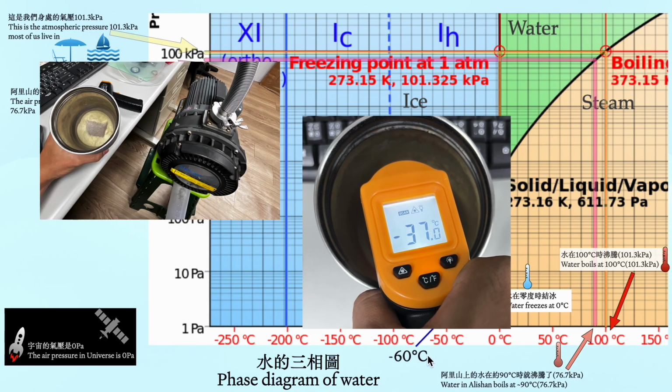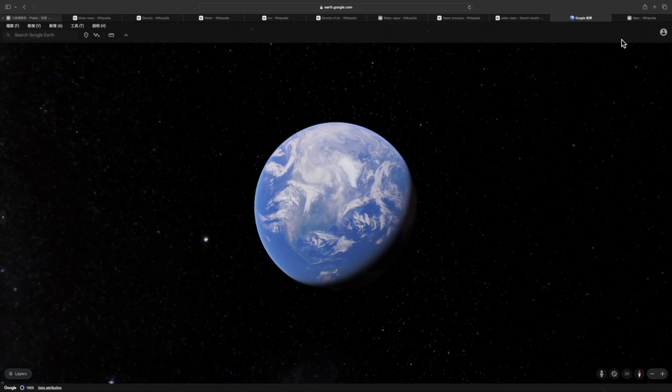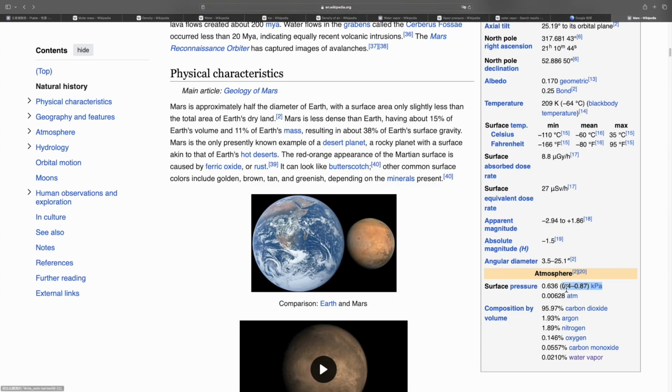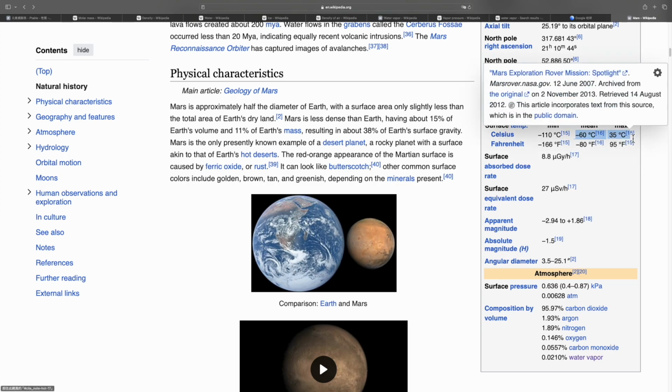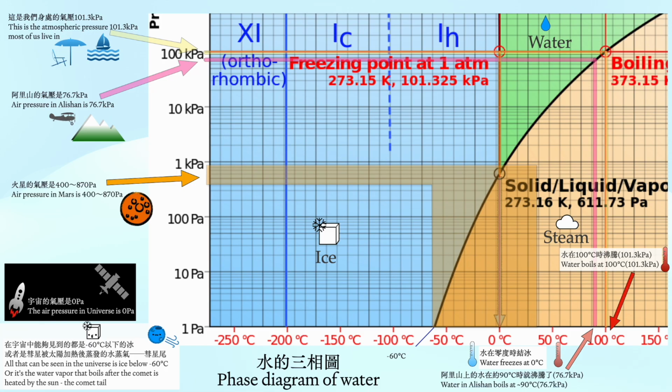In reality, you need more advanced insulation tools to do it. Not an insulated coffee cup can do it. Speaking of the universe, by the way, let's take a look at our neighbor, Mars. Its air pressure is less than 1% of the Earth. The average air pressure is 400 to 870 Pascal. Average surface temperature is minus 63 degrees Celsius, and the highest is only 33 degrees Celsius. May I ask you, is there liquid water on the surface of Mars? The answer can be found on Wikipedia.